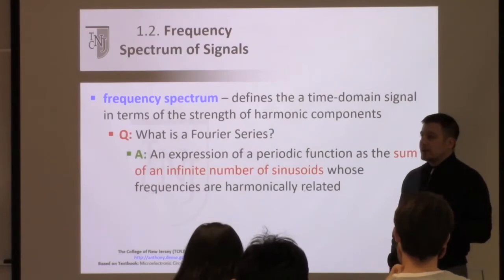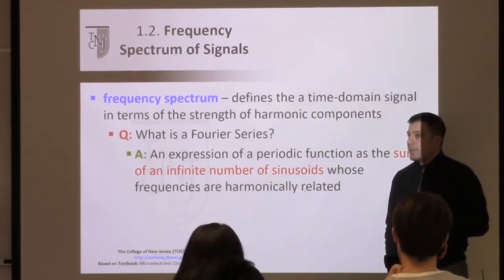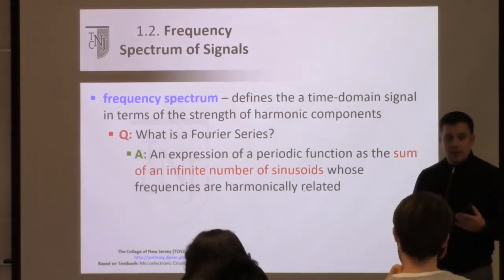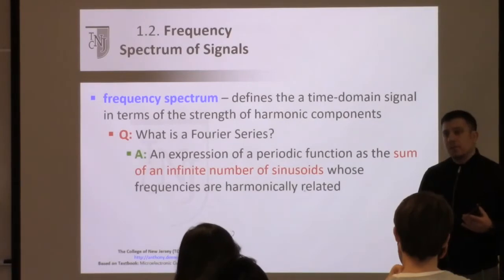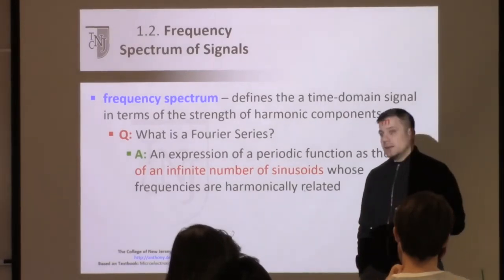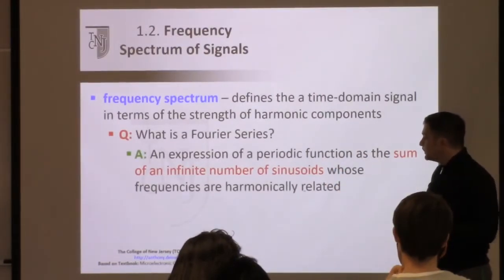Now, what does it mean when we say that the frequencies are harmonically related? It just means that they are integer multiples of one another. So if we start off with a base frequency that's 200 hertz, then our k equals 2 harmonic will be 400, k equals 3, 600, 800, right? Going on and on.